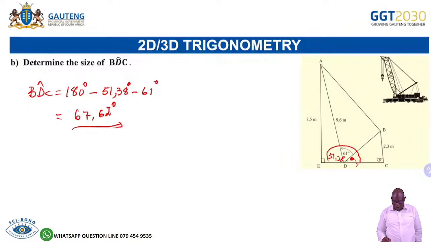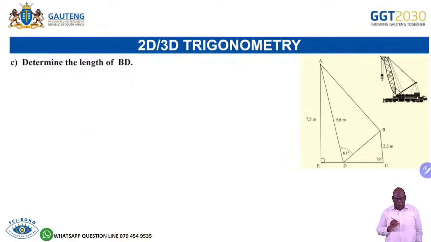So you'll see what this question is leading us to. This one we said is 67.62, and this one is 51.38. Right, so I have all these angles now. Now the next question says determine the length of BD. So where's BD? There's BD. Can you see that BD there?